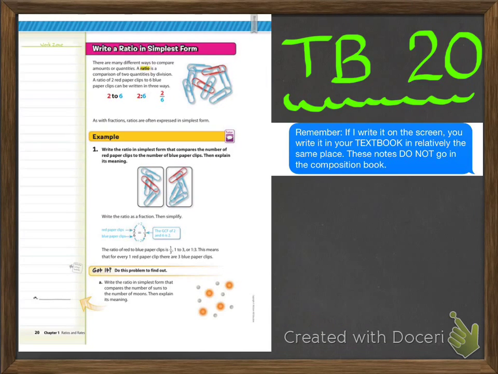All right, so here we're looking at textbook page 20. I've got a little reminder here. Again, remember, if I write it on the screen, you write it in your textbook in relatively the same place. And these notes do not go in the composition book. These are written directly in your textbook. So let's go ahead and get started.